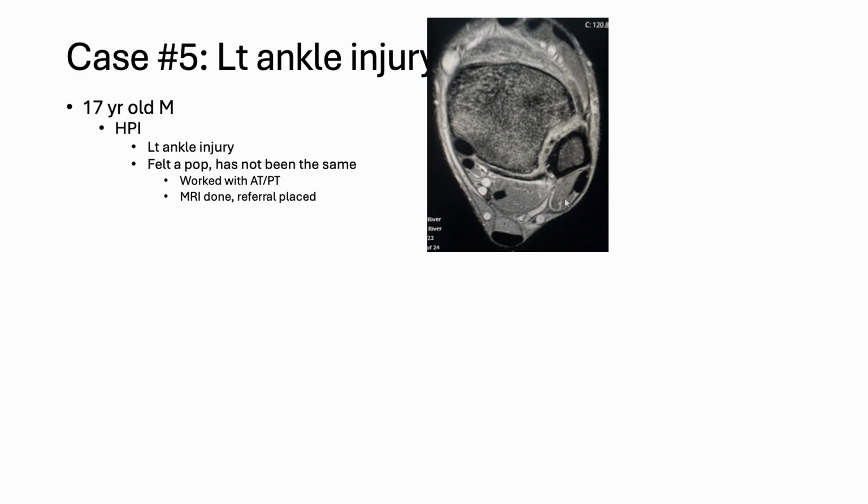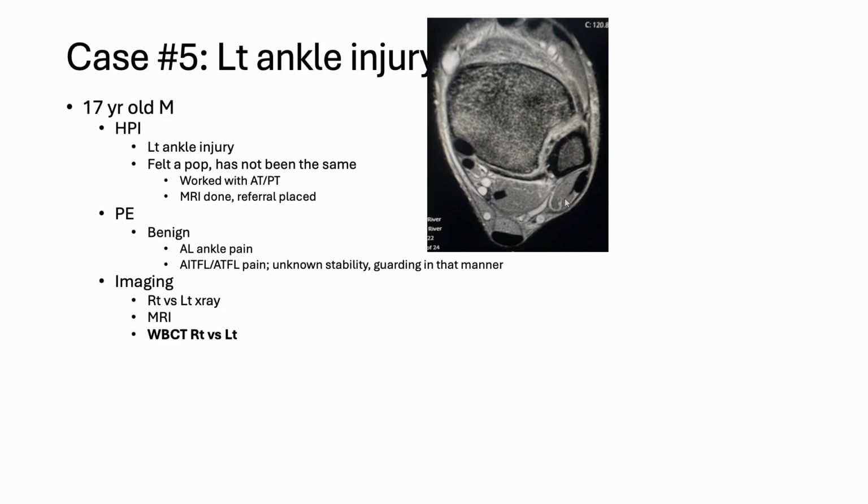I was more concerned about his high ankle on physical exam, but he obviously had some pain at the AITFL as well as the ATFL. So anterior lateral ankle pain, diagnosing it with the MRI helped. Also, high and low ankle sprain appeared. He's guarding in those areas. So I got right versus left x-rays for comparison. We already had the MRI, and then I got a weight-bearing CT scan.